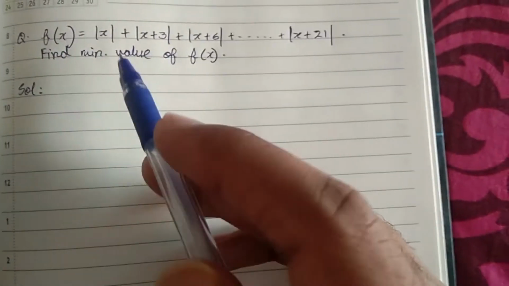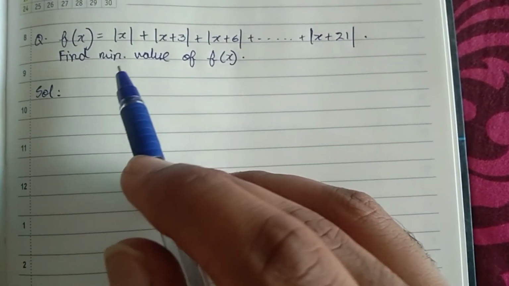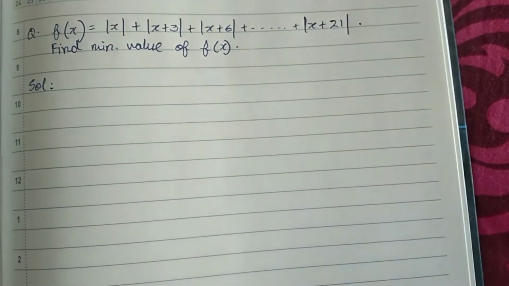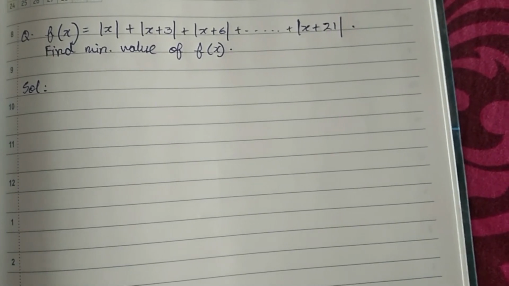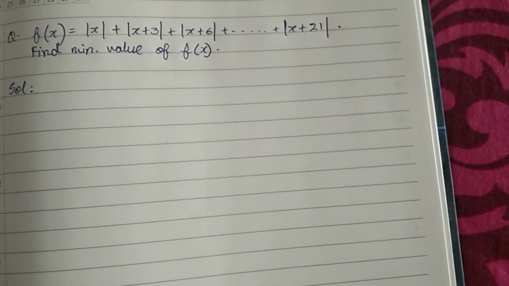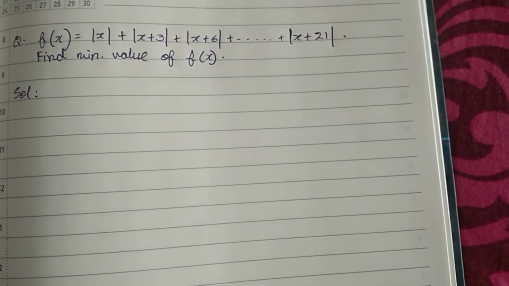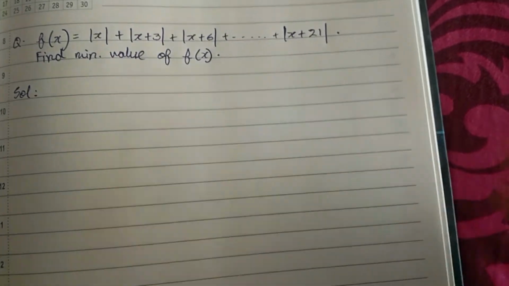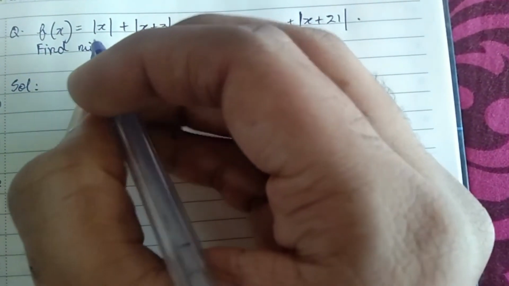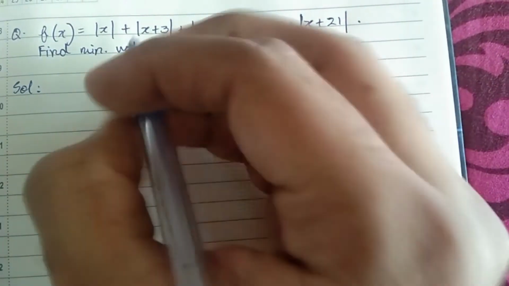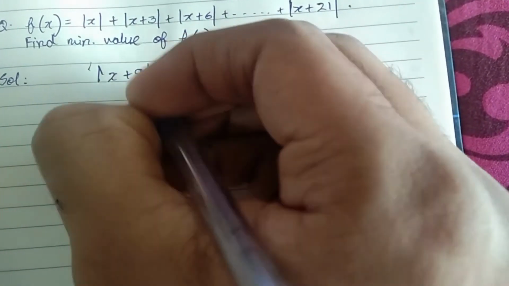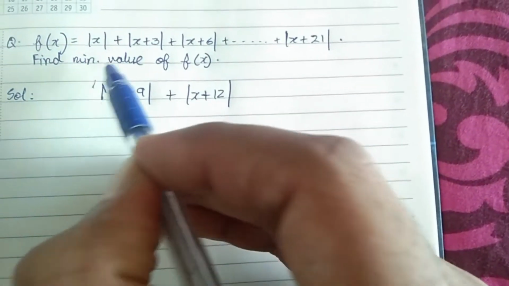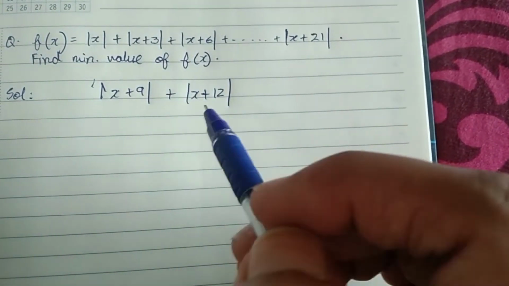Here also f of x is given, and we have to find the minimum value of f of x. In the previous question, there were 7 terms, so I could easily find the middle term, which was the fourth term. Here we have an even number of terms, so there will be 2 middle terms, mod of x plus 9 plus mod of x plus 12. These two will be the middle terms.